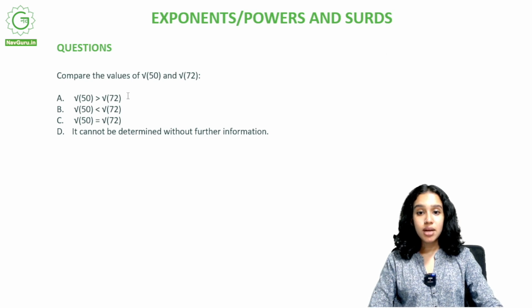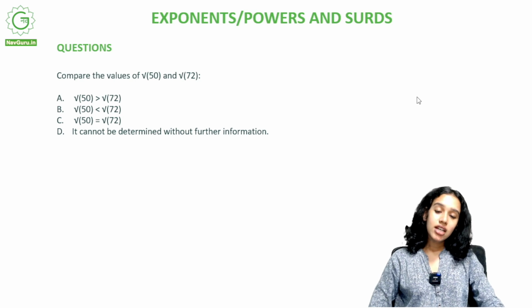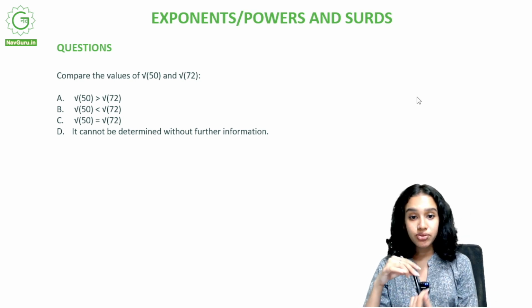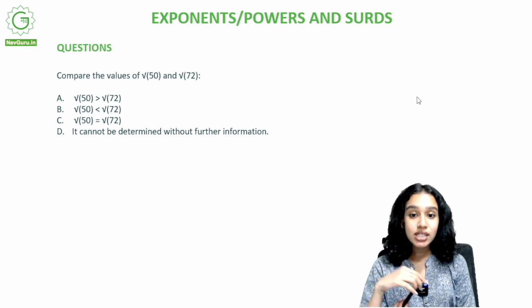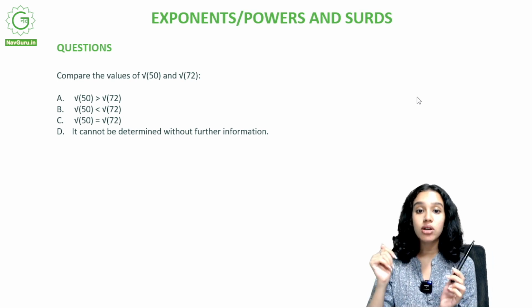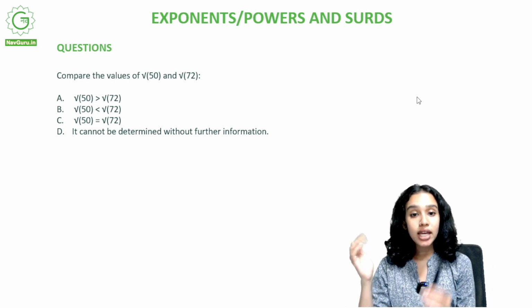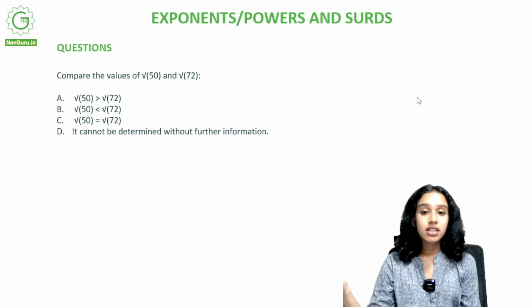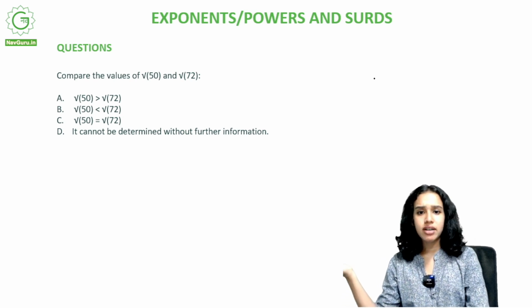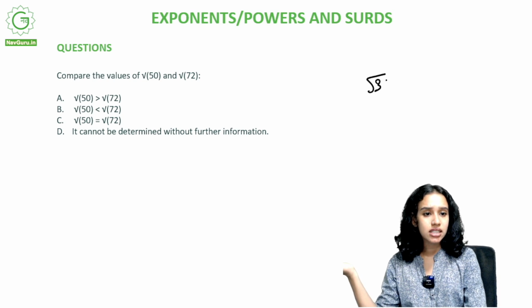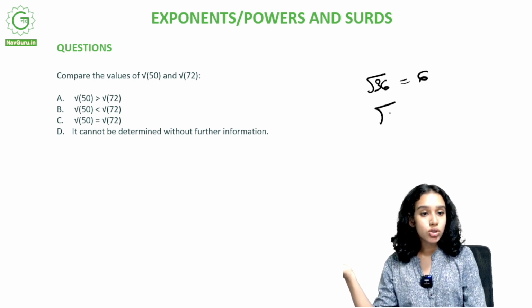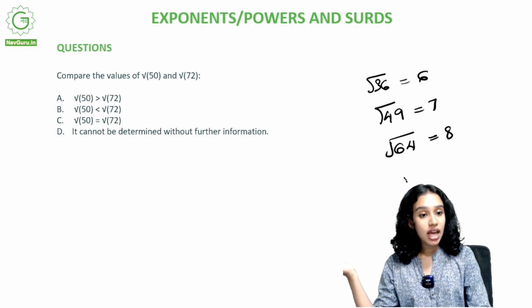Now, compare the values of root 50 and root 72. So, we have square root of 50 and square root of 72. Which is greater? Of course, the root of 72 is greater. Why? Because 72 is the greater number. Let's see. We have, say, root 36 is 6. Root 49 is 7. Root 64 is 8. And root of 81 is 9.